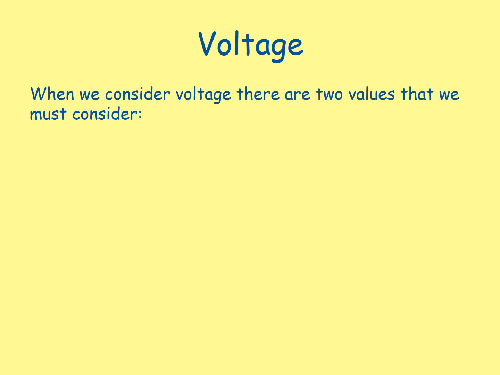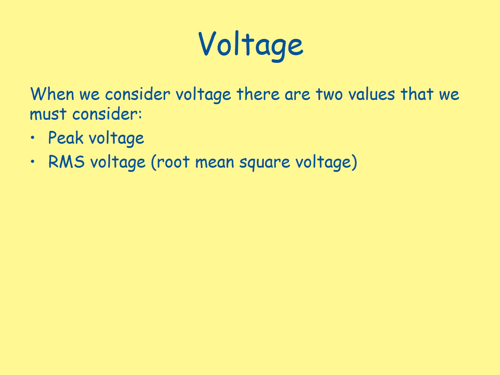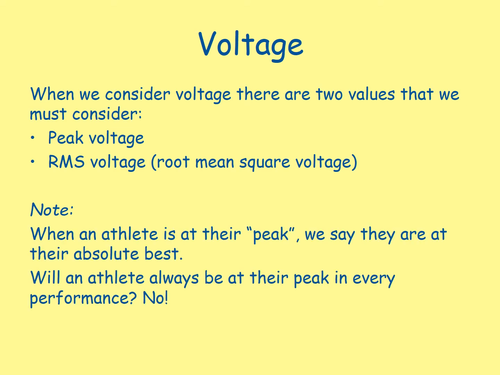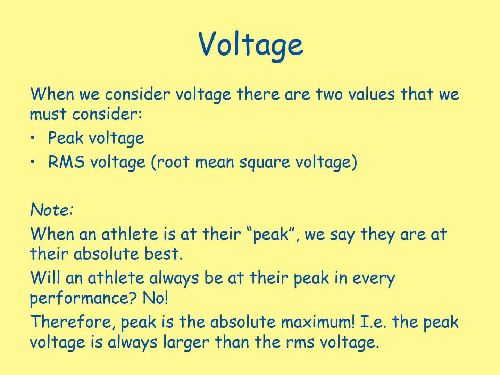Voltage. When we consider voltage, there are 2 values that we must consider: peak voltage and the RMS voltage, that's the root mean square voltage. Note, when an athlete is at their peak, we say that they are at the absolute best. Will an athlete be at their peak in every performance? No, they will not. Therefore, the peak is the absolute maximum, i.e. the peak voltage is always larger than the RMS voltage.